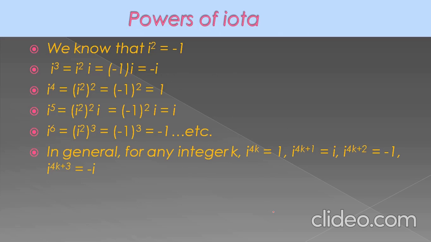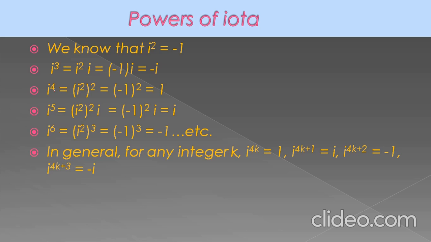Now we will study powers of iota. We have seen just before that iota square is equal to minus 1. Now we will find out iota cube. Iota cube can be written as iota square into iota. Now iota square is equal to minus 1, so it becomes minus 1 into iota, that is equal to minus iota. So we can say iota cube is equal to minus iota.